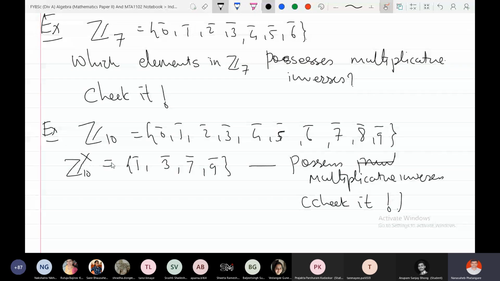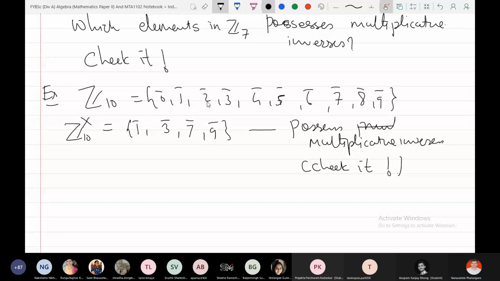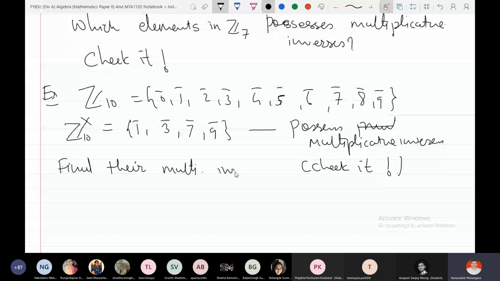And which elements do not possess multiplicative inverses? The remaining elements: 2 bar, 0 bar, 4 bar, 6 bar, 8 bar. So these elements do not possess multiplicative inverses. So this is clear. Now the next question is to find their multiplicative inverses. So 1 bar, 3 bar, 7 bar, 9 bar possess multiplicative inverses.